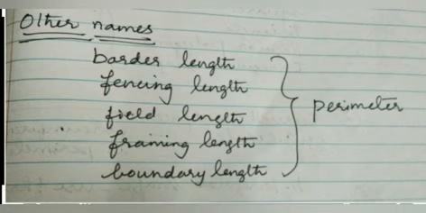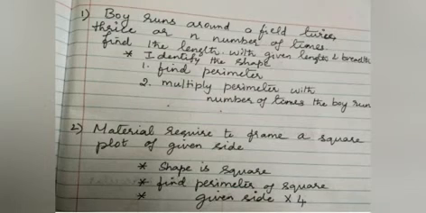There are other names for perimeter. Some of the names are border length, fencing length, field length, framing length, boundary length. I'll say a few problems relating to the perimeter. The first problem, a boy runs around a field twice, thrice or n number of times. Find the length with the given length and breadth. So the answer is simple. If the boy is running around the field, it is the perimeter. So we have to find the perimeter with the length and the breadth, and you have to multiply the perimeter with the number of times the boy runs.